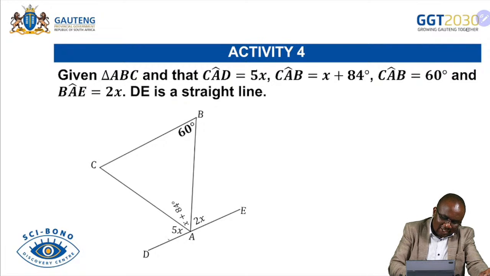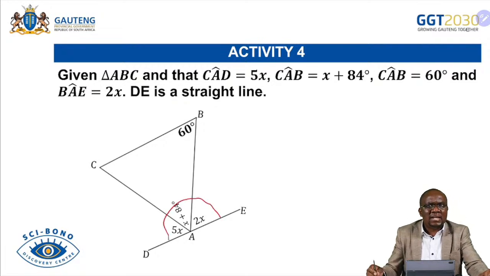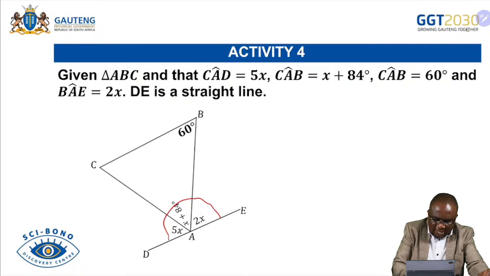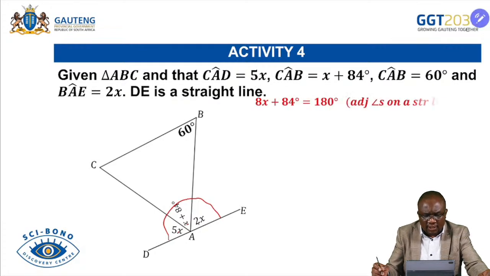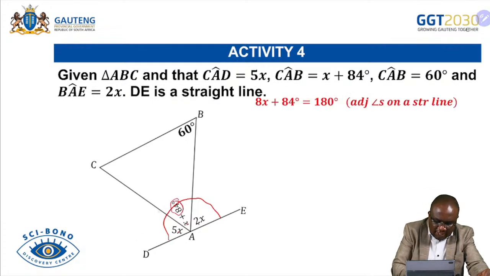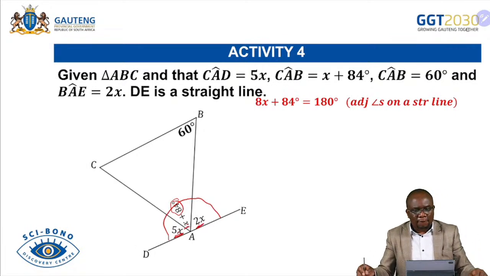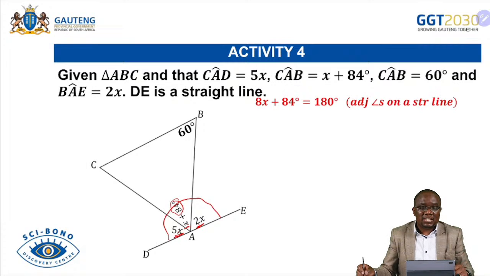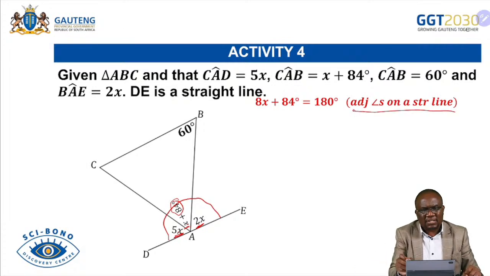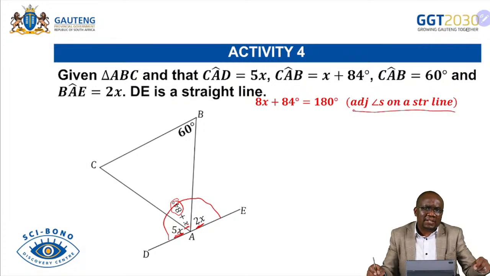These are adjacent angles on a straight line. So if I say 5x plus x plus 2x is 8x, isn't it? 8x plus the 84 here. By adding these three, this plus this plus this, you get 8x plus 84 is equal to 180 degrees, because these are adjacent angles on a straight line. Then let's solve for x.